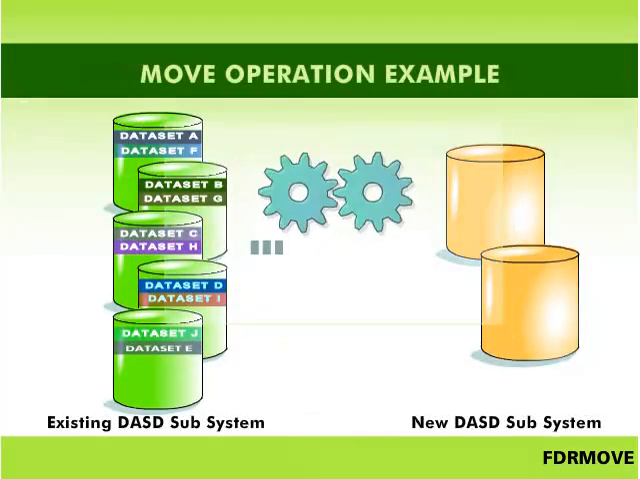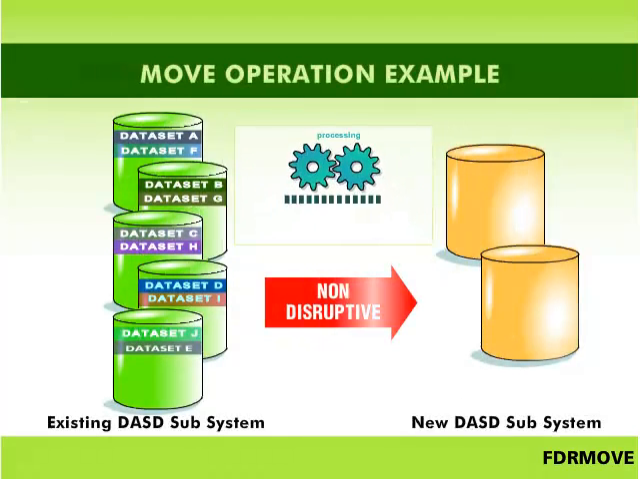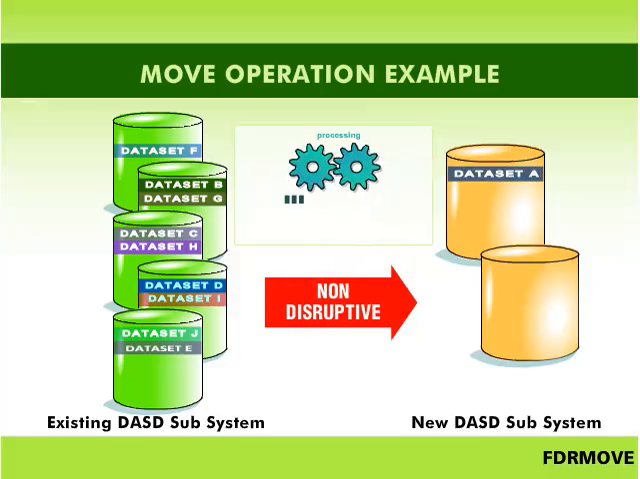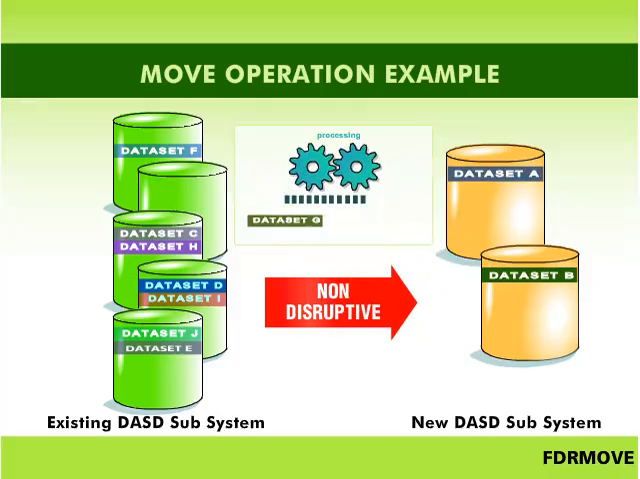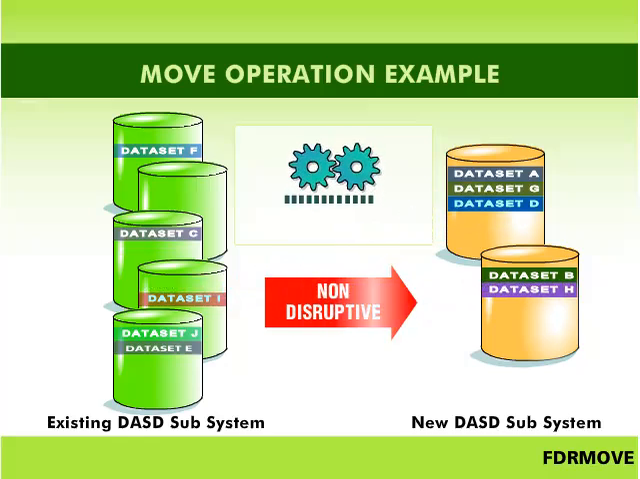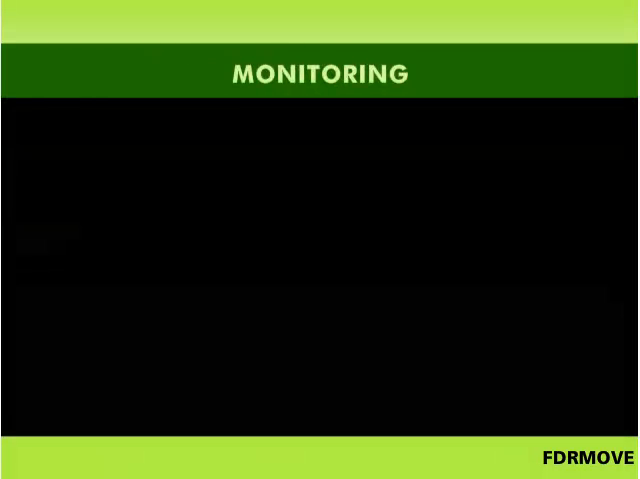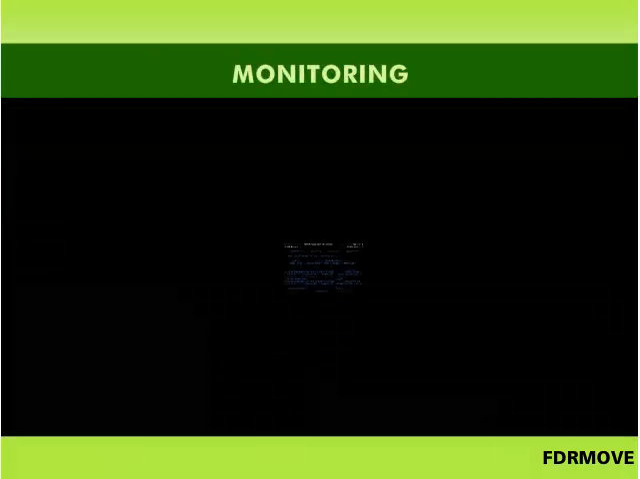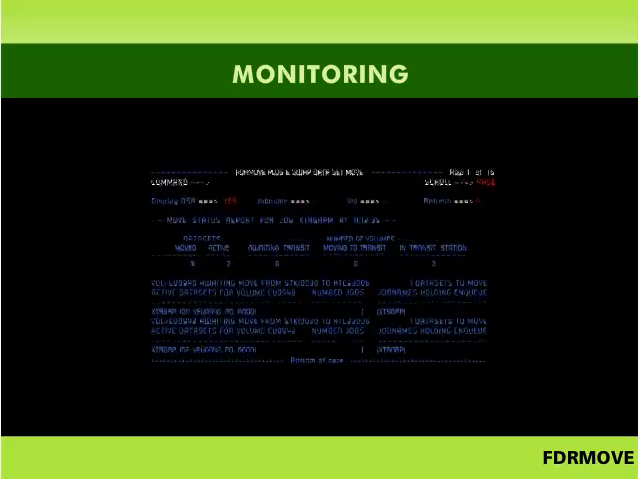In the following example of the MOVE operation, datasets from 5 volumes will be moved and consolidated onto 2 larger volumes in a new DASD subsystem. Once the FDRMOVE job is submitted, MOVE checks to see which datasets meeting the selection criteria are inactive, and it will move eligible datasets from up to 5 volumes at a time, automatically handling the cataloging of the datasets to their new volumes.